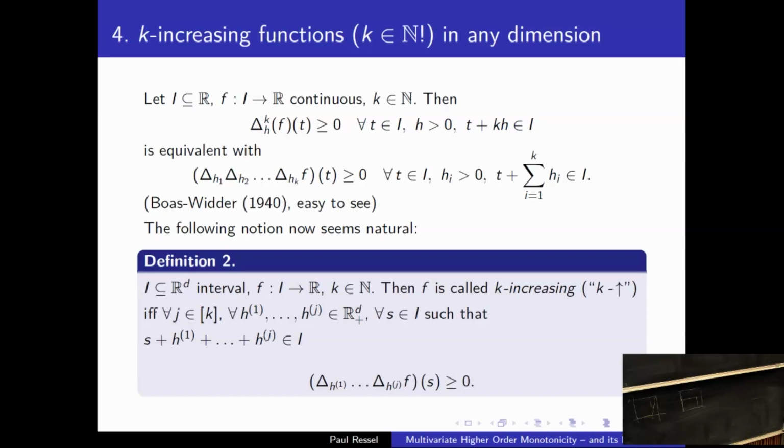It's only lemma 1 there. The main result is not more involved, but it's the first lemma, and it's in fact easy to see. But you need the continuity because otherwise you would only get it for rational positive hi.